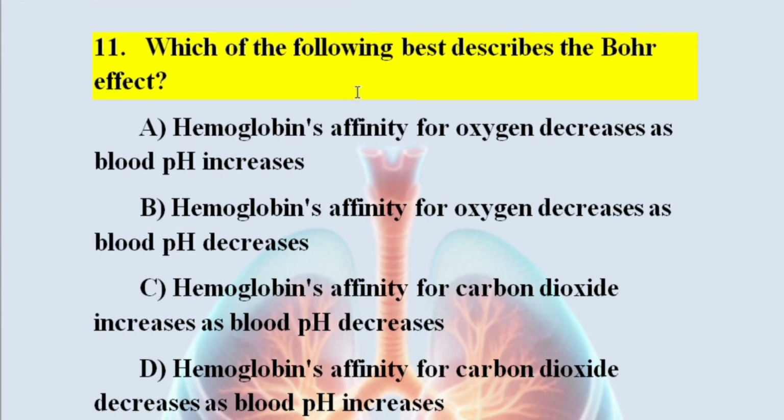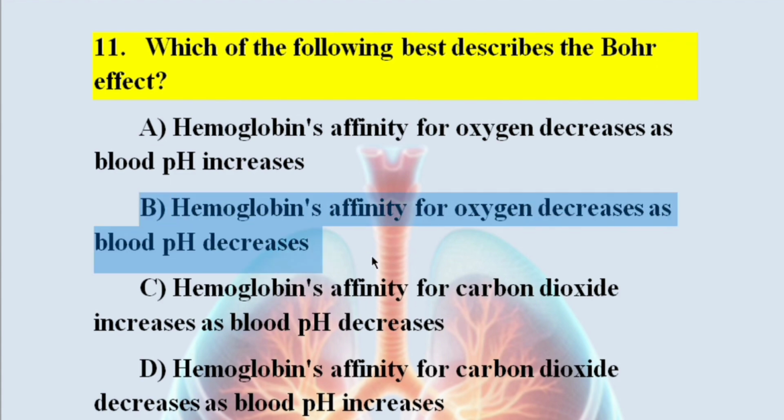Which of the following best describes the Bohr effect? Alpha, hemoglobin's affinity for oxygen decreases as blood pH increases? No. Beta, hemoglobin's affinity for oxygen decreases as blood pH decreases? Yes. Here the right option is beta. Hemoglobin's affinity for oxygen decreases as blood pH decreases.